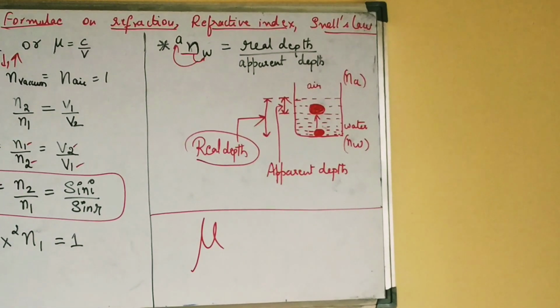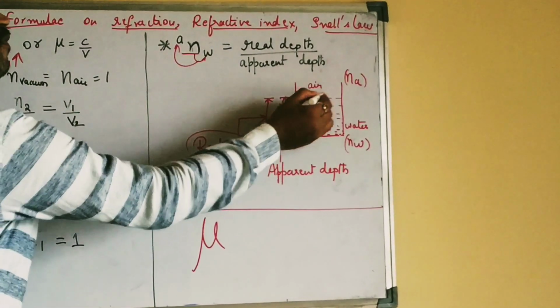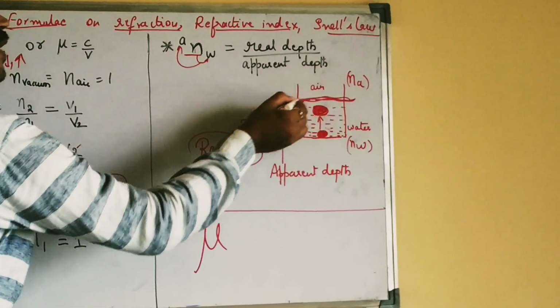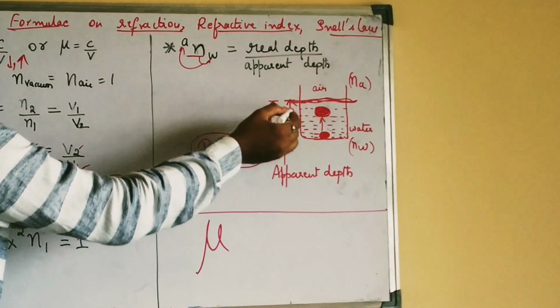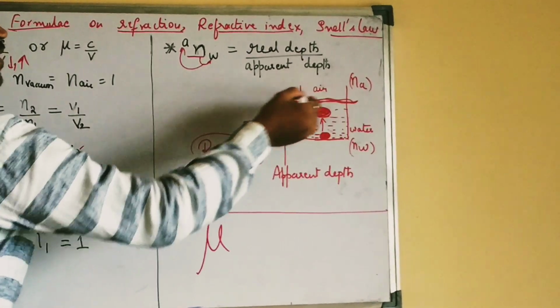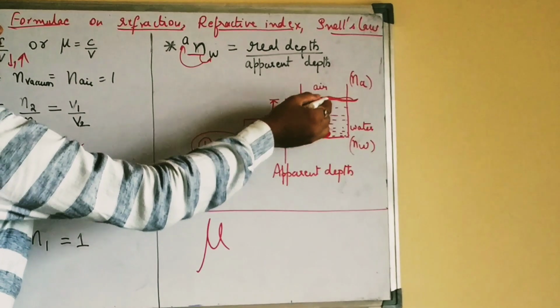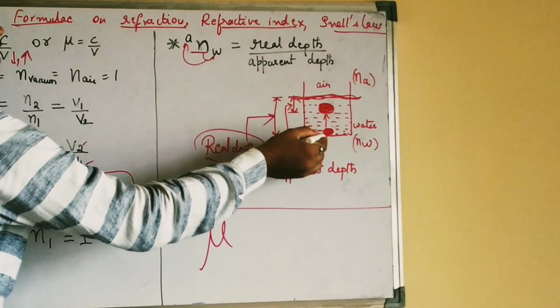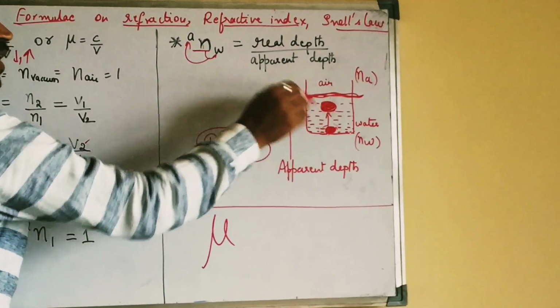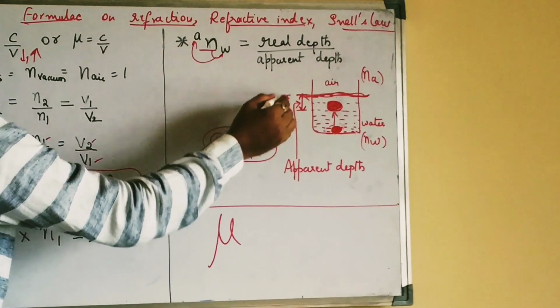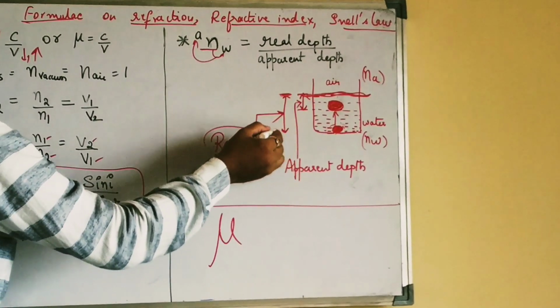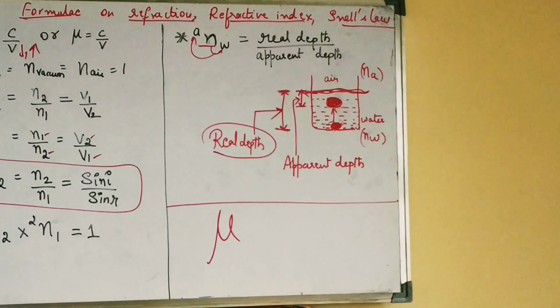Now where do you have to measure the real depth? From the surface of separation between the two mediums, that is air and water. This is the top surface which separates air and water, right? From there the coin is exactly at the bottom. That is called the real depth. Okay, now you can see here, this is the real depth. Now what is the apparent depth?